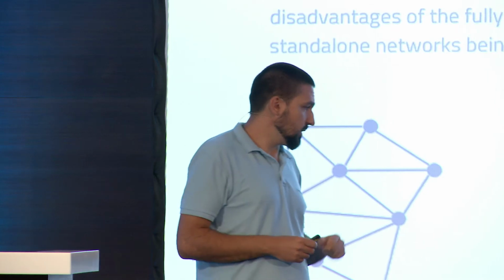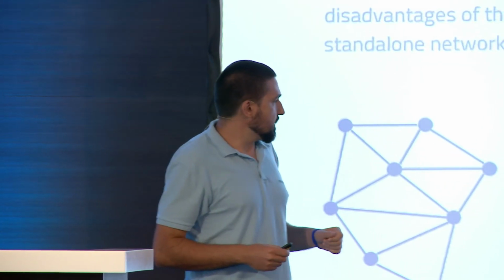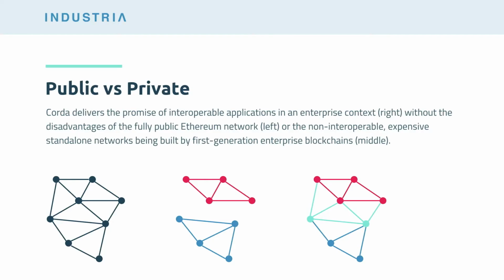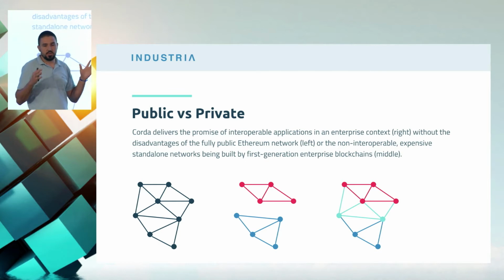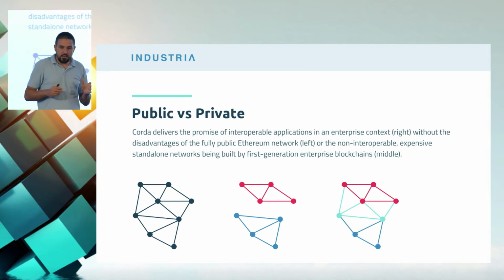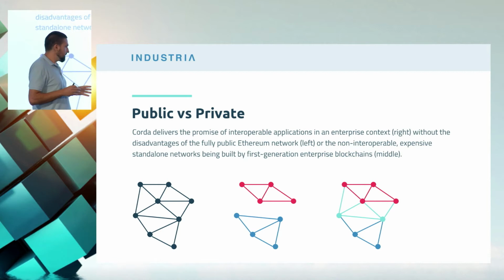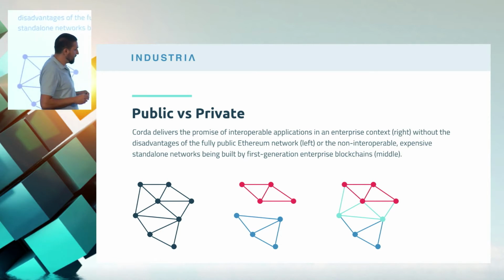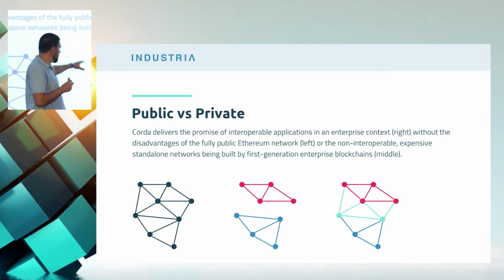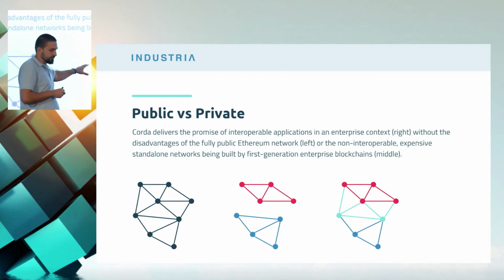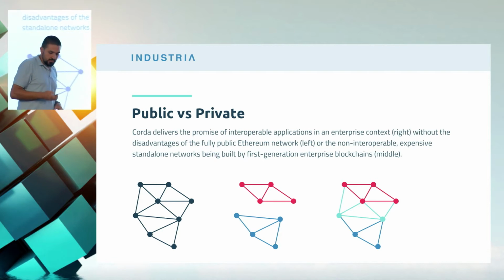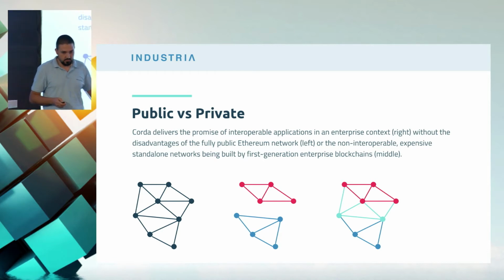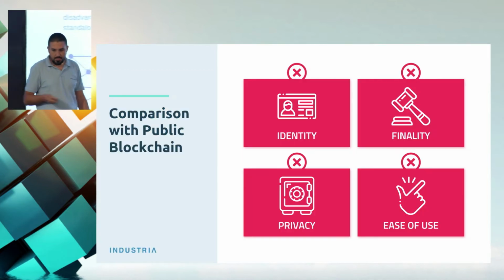Corda, on the other hand, promises to deliver a network where all participants can be connected in the same network, and they can have the privacy of data like these networks on the first iteration of private blockchains, but everything on the same network. We will see how this happens in a bit.